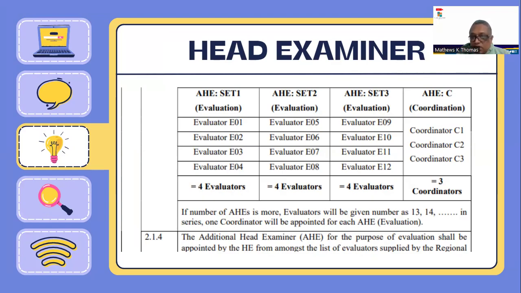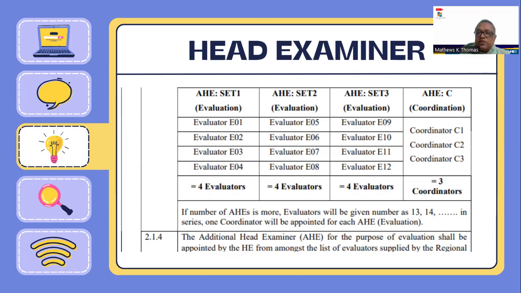And then under AHE2, there are 4 evaluators. AHE3, checking set 3, also has 4 evaluators. So in one room, they're all sitting. The head examiner is the main person in that room. The CNS is the overall head of the school. In that room, the head examiner is the most important person.